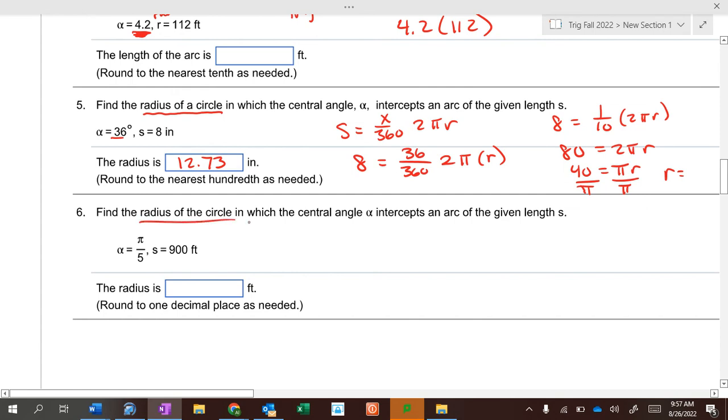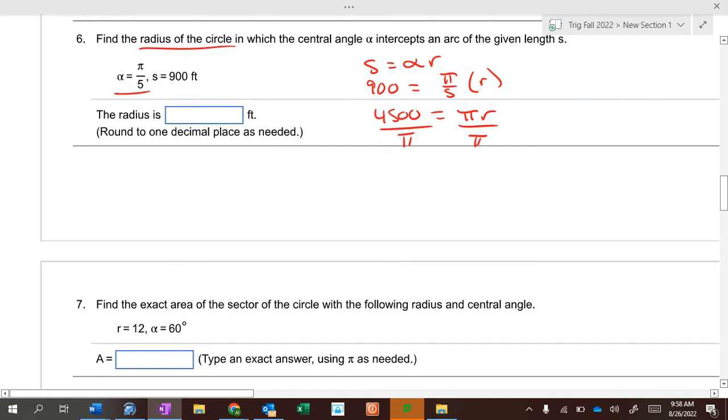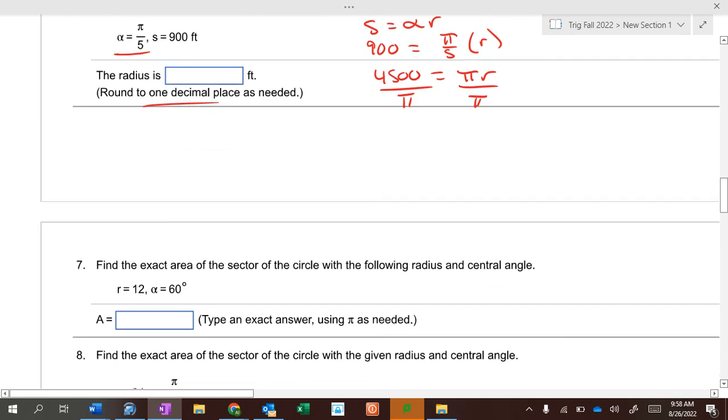Okay, so you'll have a couple of them where you have to find the radius, where you have to work backwards. Now, if it's a trig problem where you're working backwards, super easy. S equals alpha r. So 900 equals pi over 5 times the radius. So you multiply by 5, 4,500 equals pi r, and divide by pi. You take 4,500 divided by pi on your calculator, because it round to 1 decimal place it asks for.